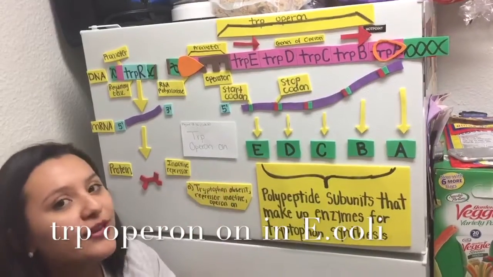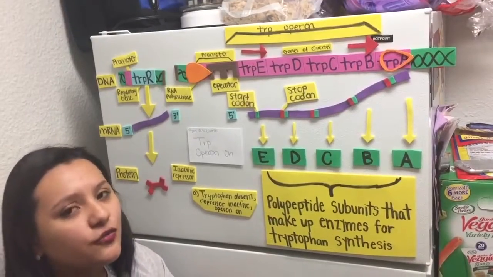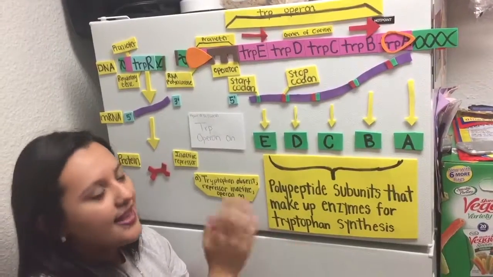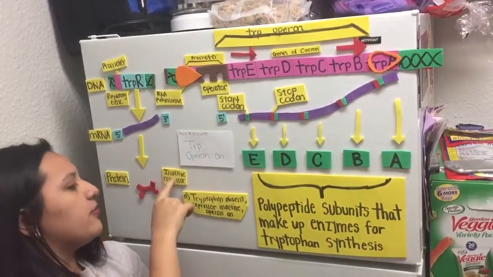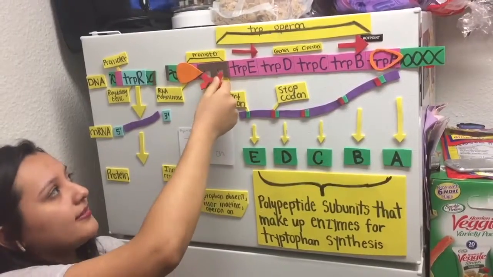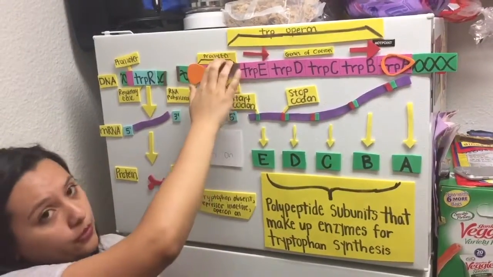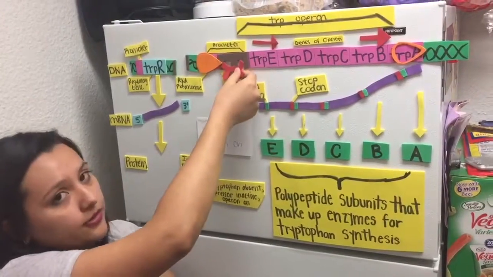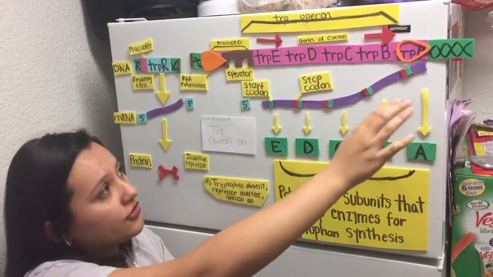In this demonstration, I will be explaining what occurs when the trp operon is on. The trp operon is essential for the production of tryptophan. When there's an absence of tryptophan, that means we have a repressor that's inactive. This inactive repressor is unable to bind to the operator. The operator is the binding site of the repressor, while the promoter is the binding site of the RNA polymerase. Since the inactive repressor is unable to bind to the operator, RNA polymerase is allowed to continue on the genes of the operon.